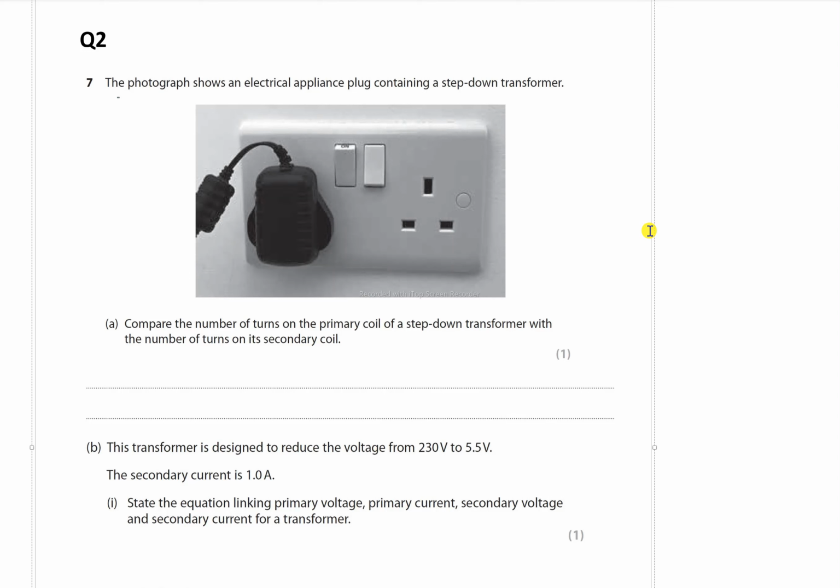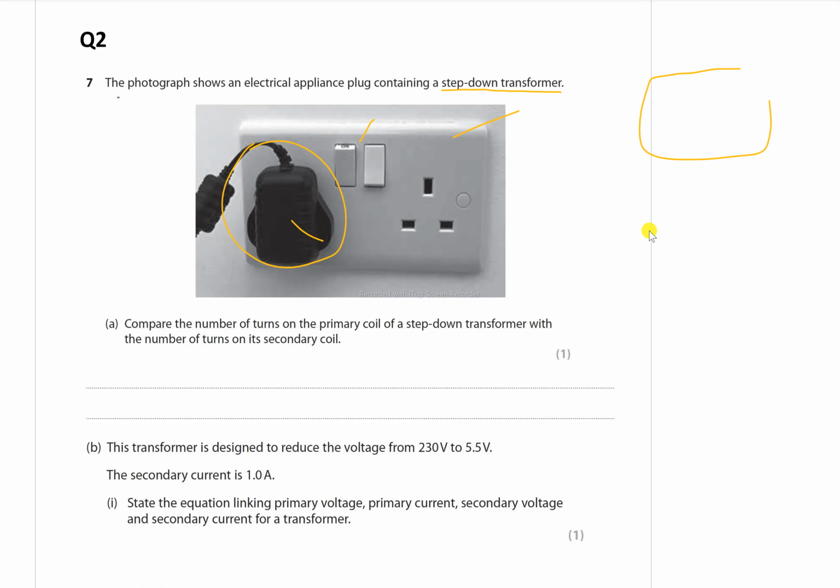Right, let's have a look. You've got an electrical plug, you've got a socket, you've got a switch, and containing a step down transformer. If it's step down, let me go through that again.